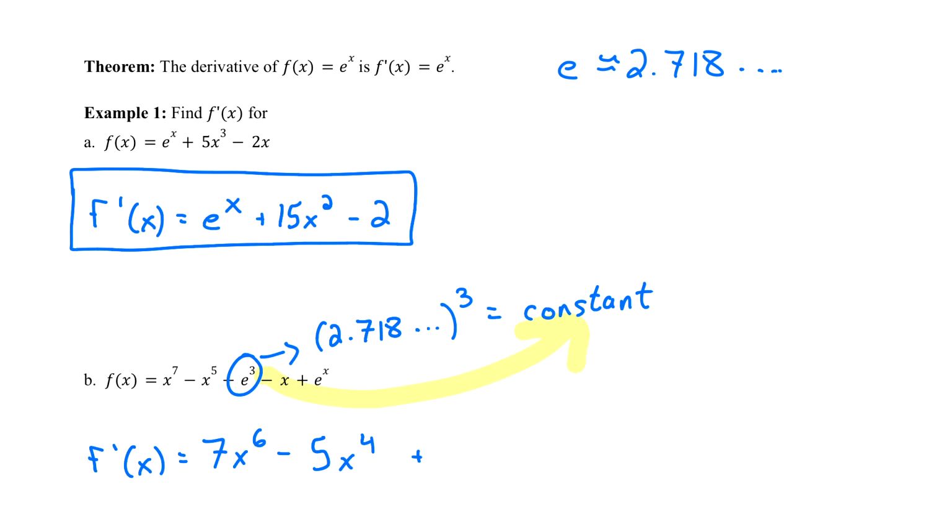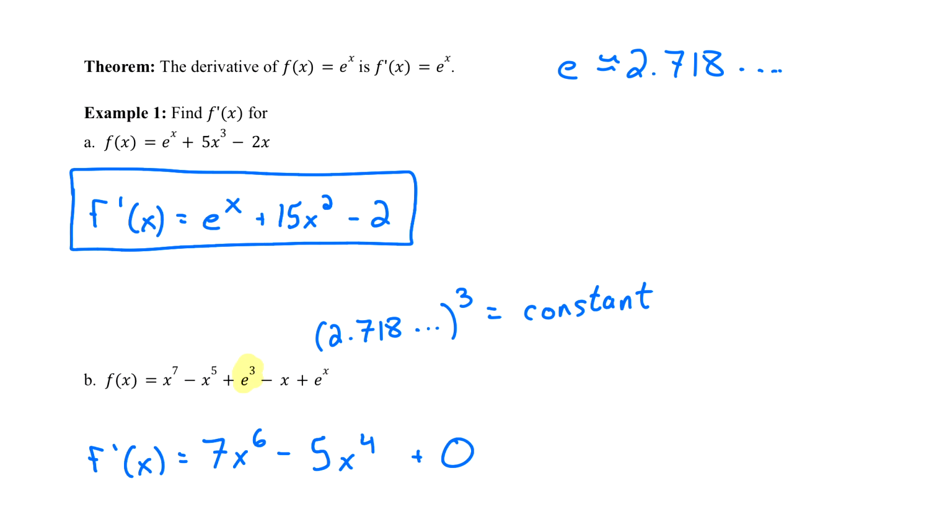So we need to be careful. We need to be on the lookout for terms that look like this. So when I go to take the derivative of that third term, when I take the derivative of e to the third, I should really have plus 0. Now, you don't necessarily need to write in that plus 0. You could just skip that term and move on. But I want to include that plus 0 just to really emphasize that the derivative of that third term is 0.